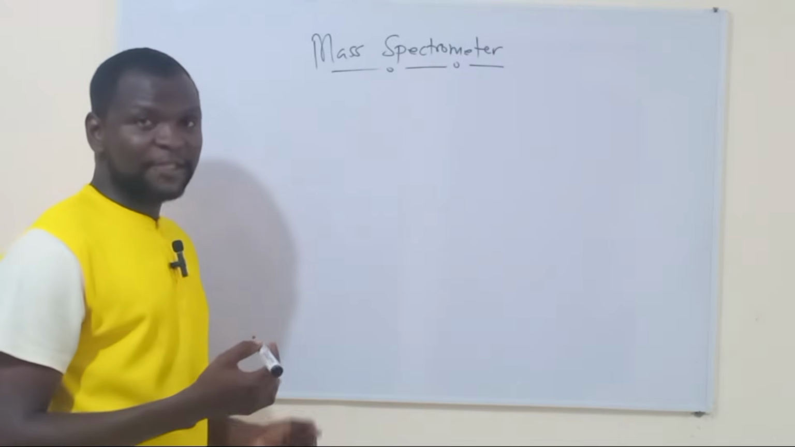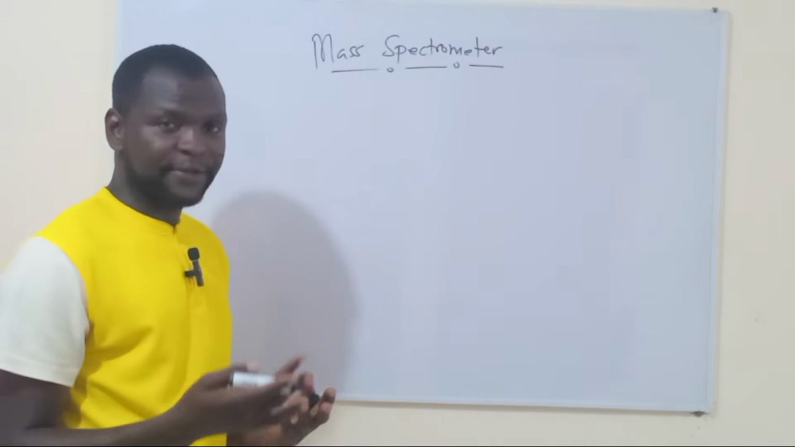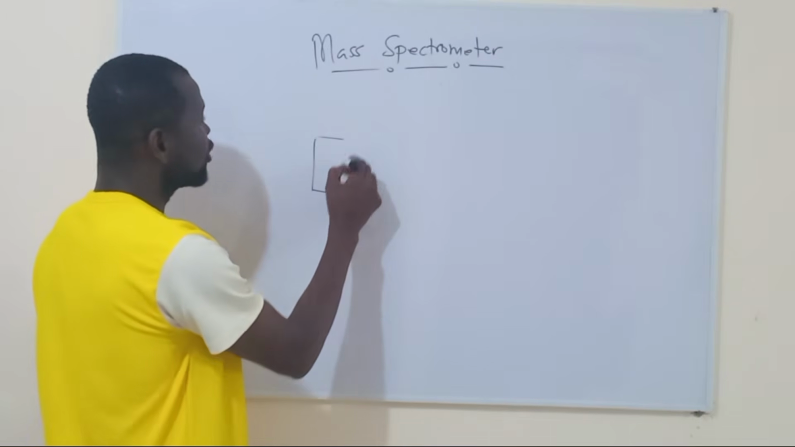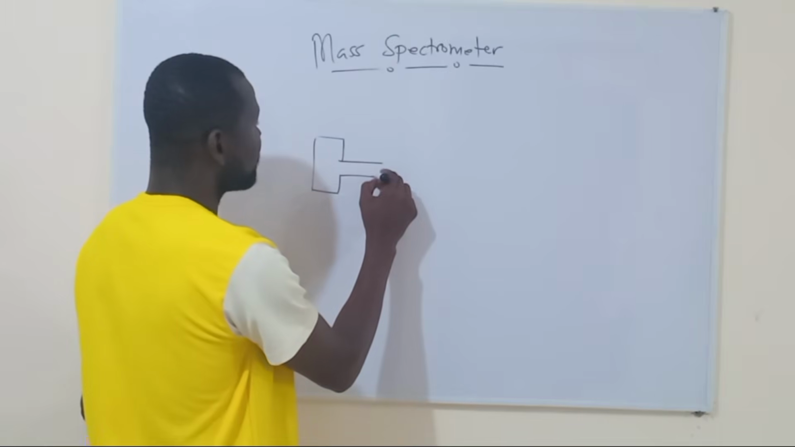When we talk about the mass spectrometer, how does it operate? So let's look at the diagram involving the mass spectrometer. This is a sketch of our mass spectrometer.